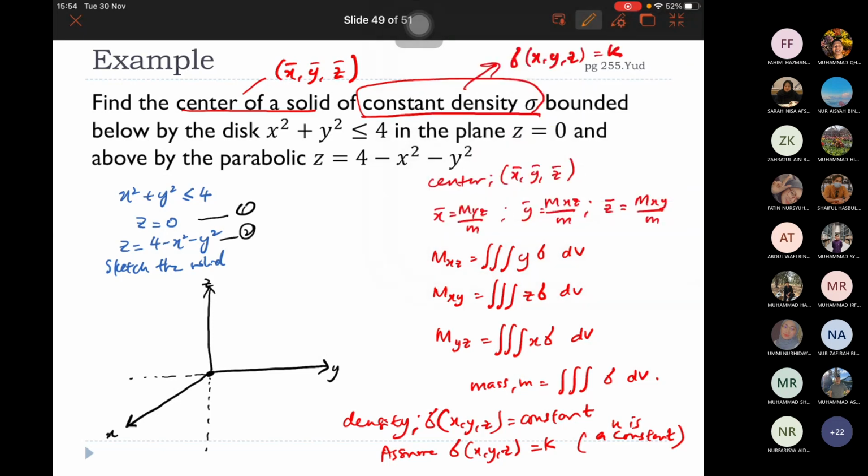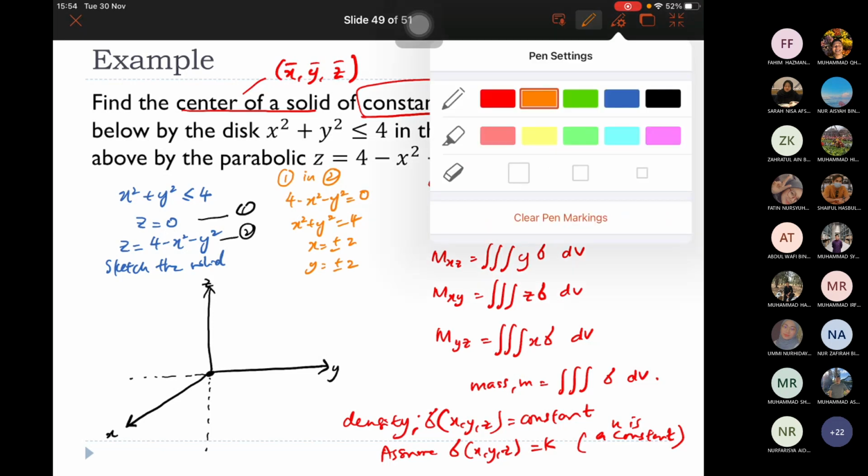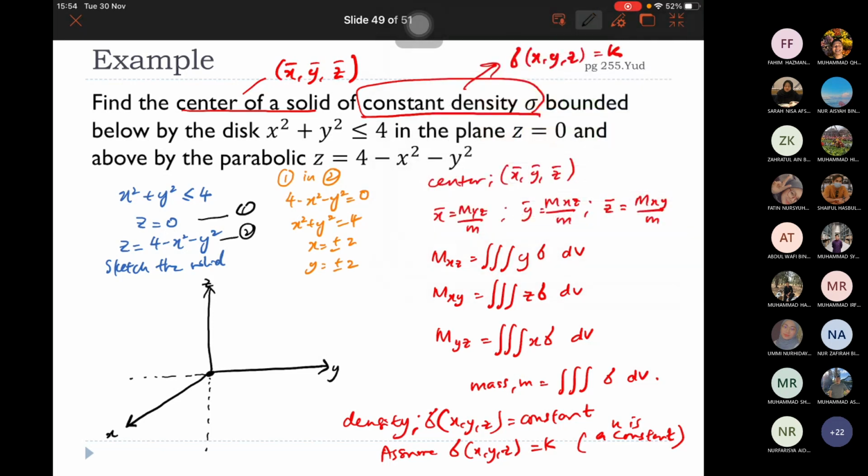So bila Z sama dengan kosong, persamaan 1 akan dapat 4 tolak X squared tolak Y squared sama dengan kosong. So X squared tambah Y squared sama dengan 4. So X sama dengan tambah tolak 2, Y sama dengan tambah tolak 2. So akan ada bulatan dekat bawah.